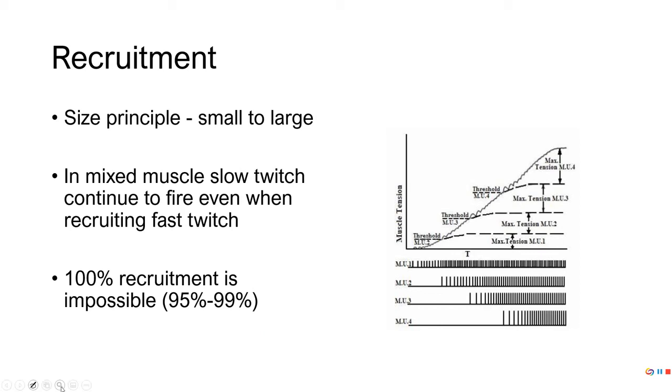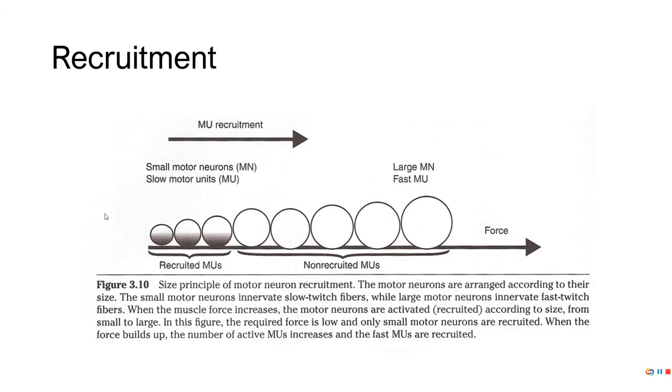100% recruitment appears to be impossible, just generally speaking. With electrical stimulation, we can get pretty close, but even then, it's difficult. And so depending on how trained you are, you might be able to recruit 95 to 99% of the muscle fibers in a single muscle, okay? But the more you recruit, the greater the force. Okay, so we can bring this back to a tug of war. The more people I have, the more force I'm going to generate.